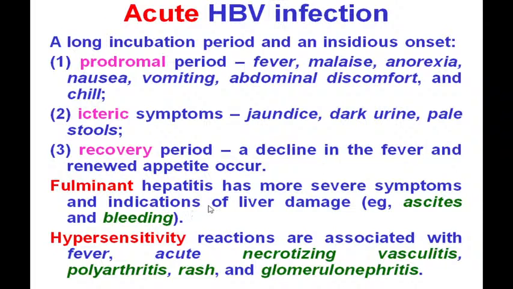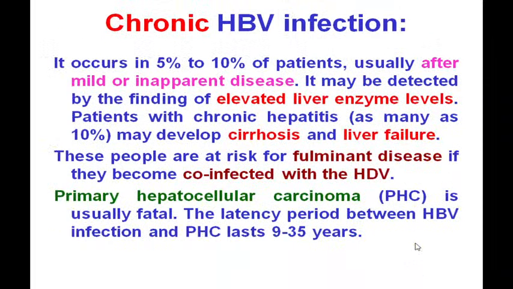Fulminant hepatitis is a more severe symptom, but it occurs very rarely with hepatitis B. Then, as a result of immune complex formation, hypersensitivity reactions may cause fever, necrotizing vasculitis, polyarthritis, rash, and glomerulonephritis. These are all the symptoms that we mentioned for type 3 hypersensitivity reaction.